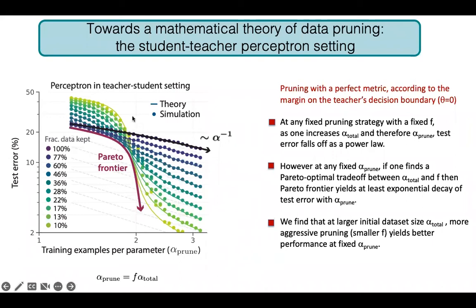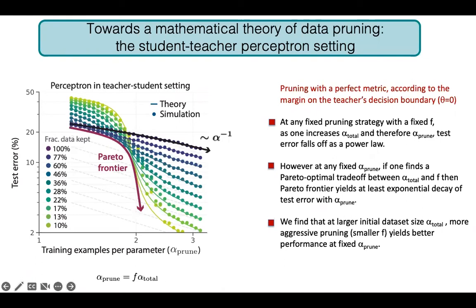Okay, so what you're seeing is a family of curves, and you see that if you follow the strategy of starting with more data, but pruning more aggressively at fixed pruned dataset size, you do much better in terms of test error. And if in this joint alpha total and f space, you find the Pareto optimal point of minimum test error at fixed alpha prune, you find a lower envelope of these curves that actually exhibits exponential scaling, not power law scaling. So you can achieve exponential scaling in this fashion.